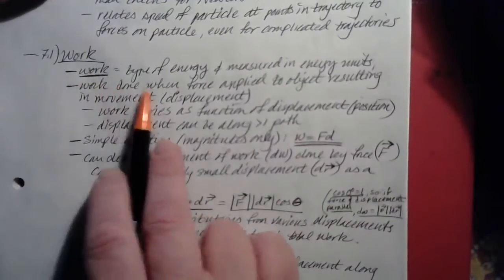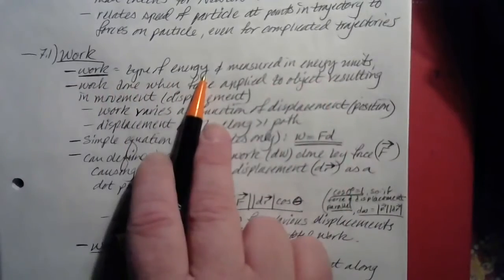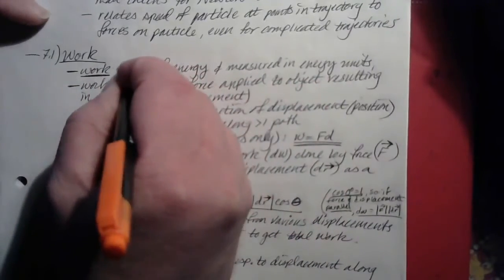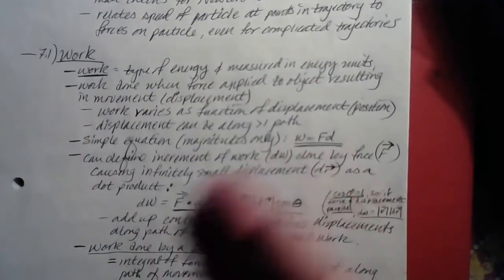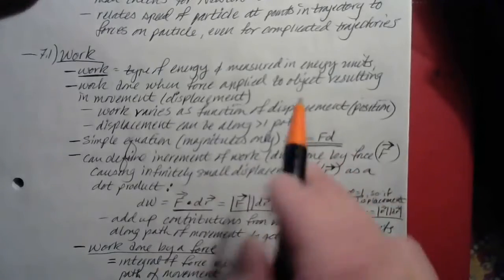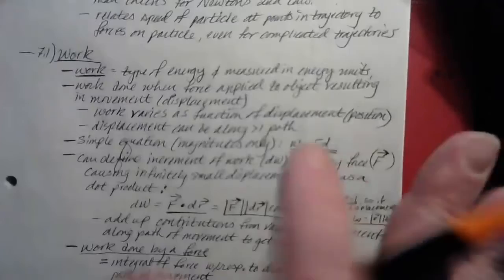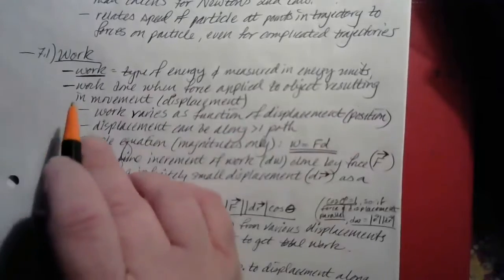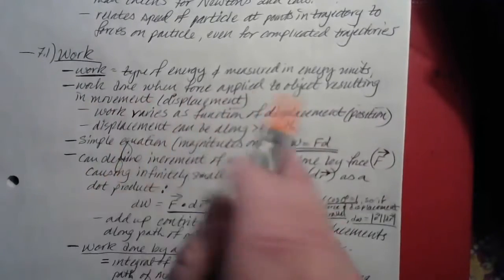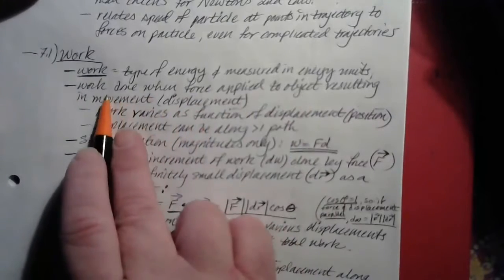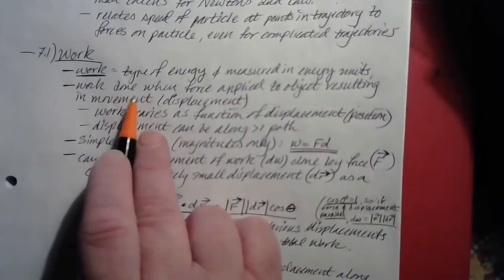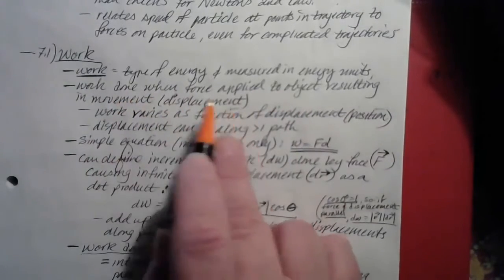Work is a type of energy. It's a type of energy that can cause movement or displacement in something, and it's measured in energy units. Work and energy are closely related concepts. In fact, work is a form of energy. Work is done when a force applied to an object causes the object to move. In other words, when the force applied to an object causes a displacement in the object.